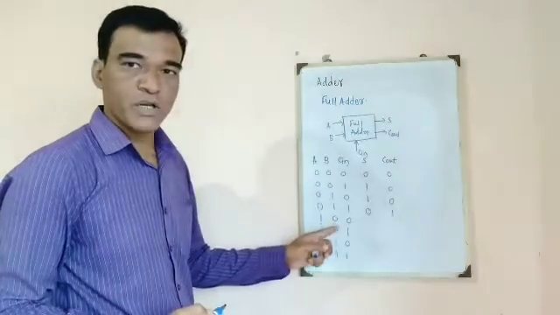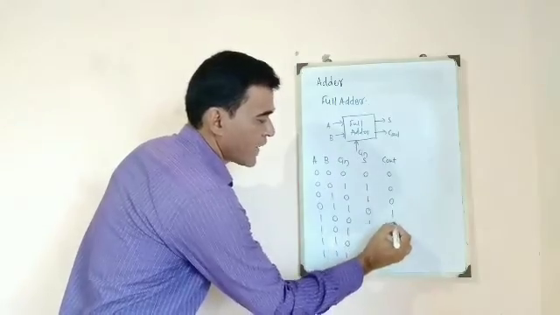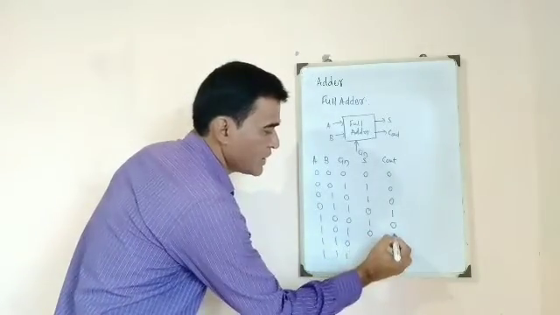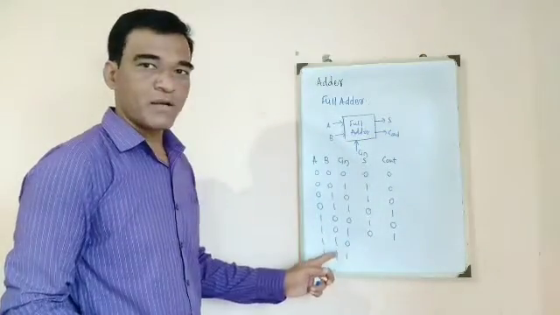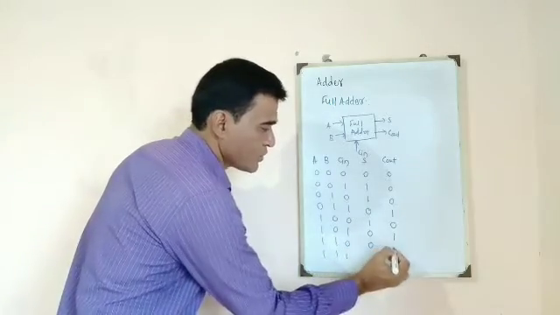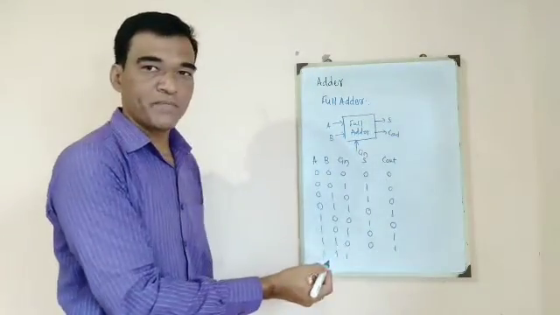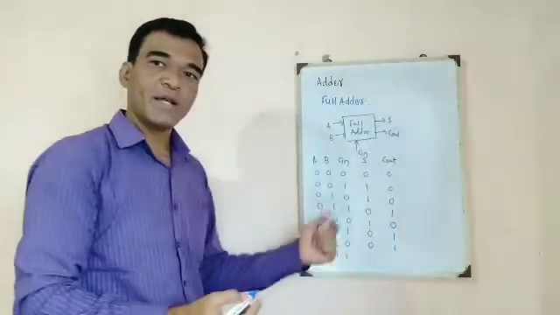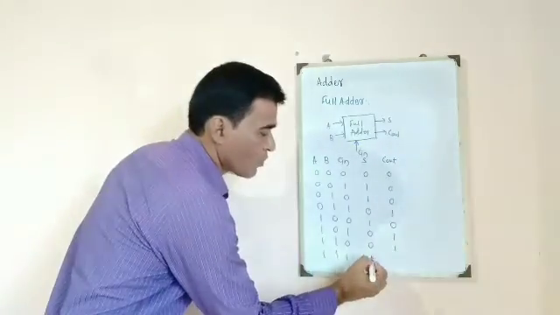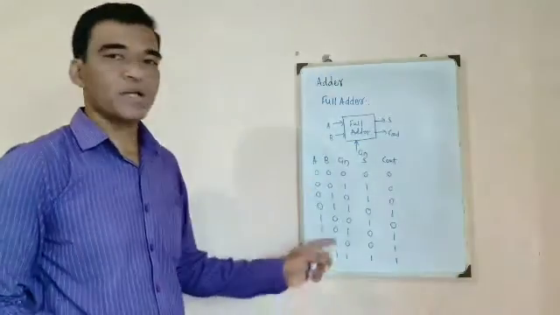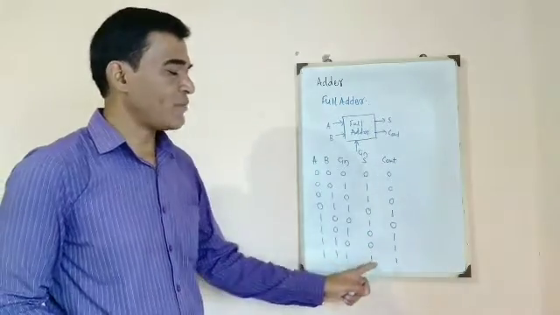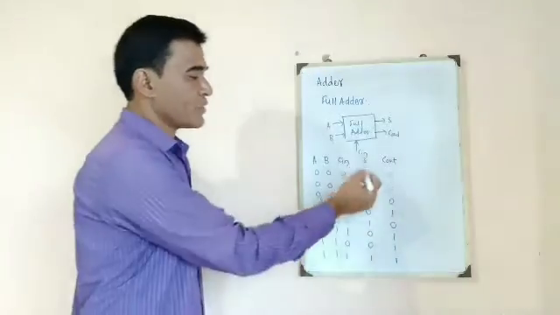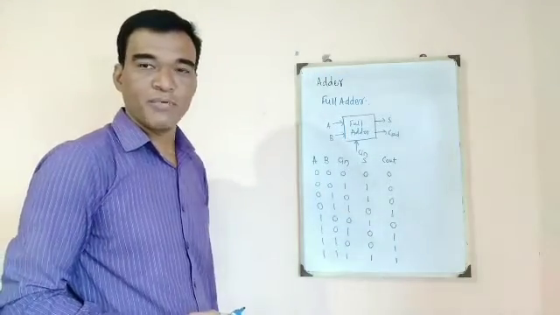1 plus 0 plus 0, you will get 1 with carry 0. 1 plus 0 plus 1, you will get 0 with carry 1. 1 plus 1 plus 0, you will get 0 with carry 1. Here 1 plus 1 is 0 with carry 1, that is 0 with carry 1. Again you need to add 1, hence we will get 1 with carry 1. That is, 1 plus 1 plus 1 is 3, and binary 11 is the equivalent of 3. Now this is the truth table for a full adder.